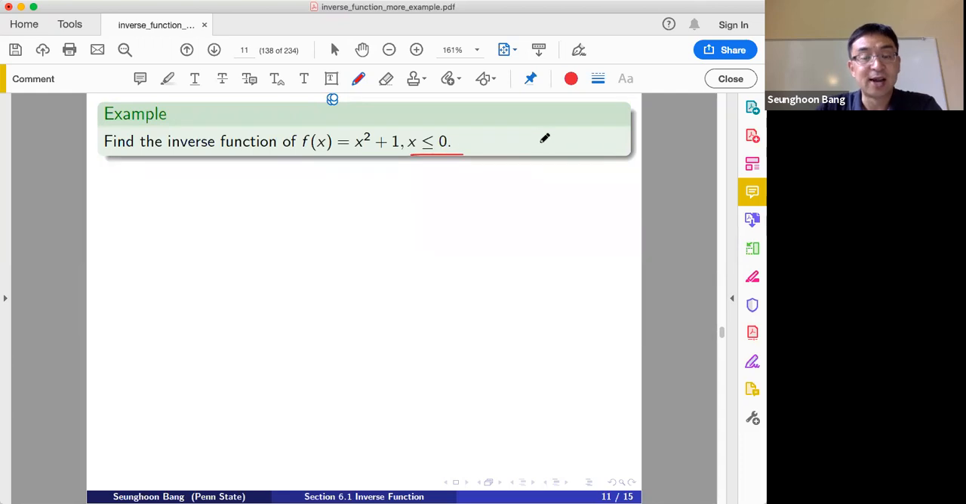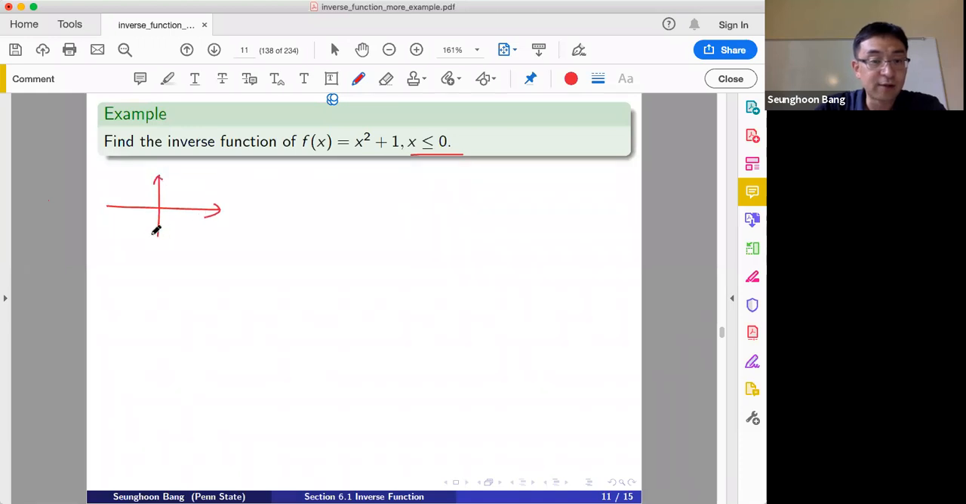Here, you can restrict the domain: x is greater than or equal to 0. Inverse function exists or not? What do you think? Inverse function exists? Yes or no? Yes. In this case, yes. Was it like f of x equals x squared plus 1?